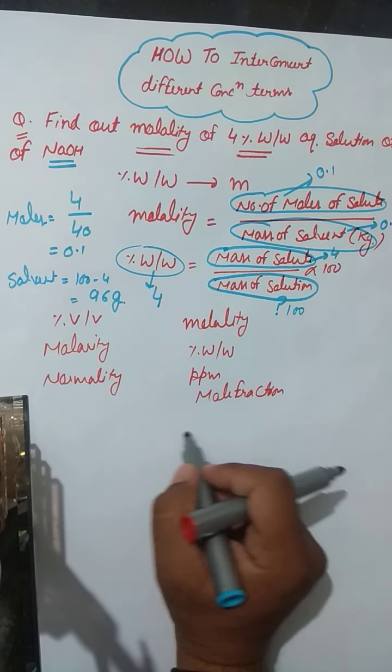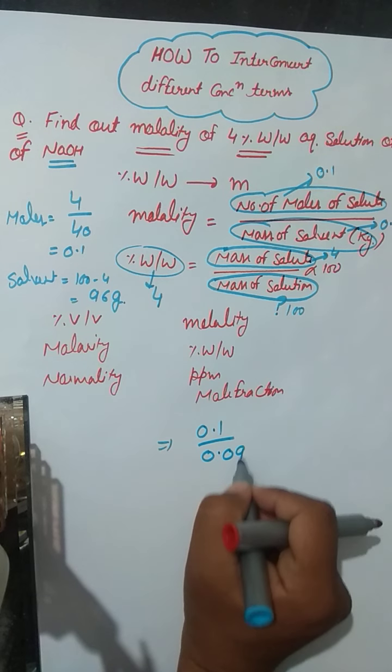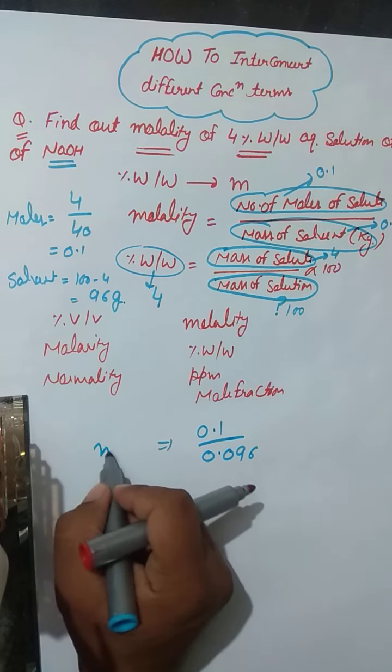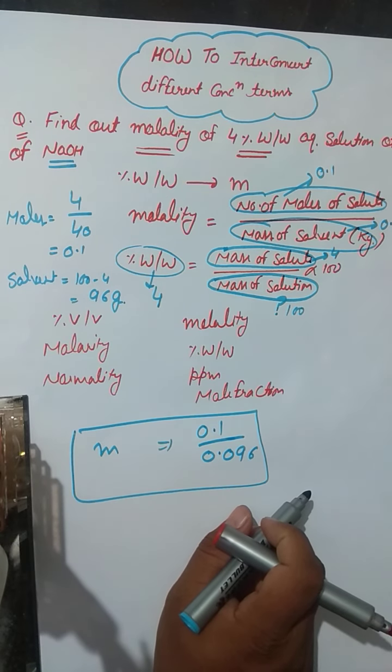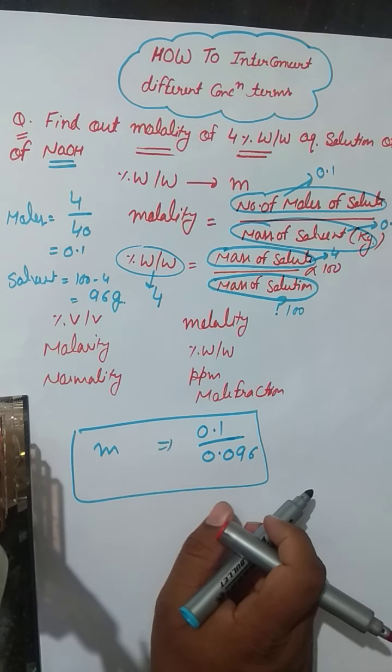So what is our exact answer? Our exact answer is 0.1 divided by 0.096. That is the molality of that solution. Clear? So by using this simple trick we can interconvert any concentration term.